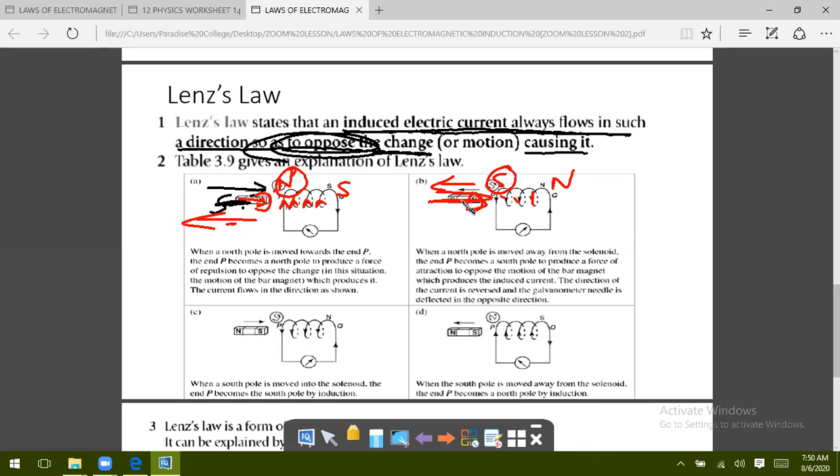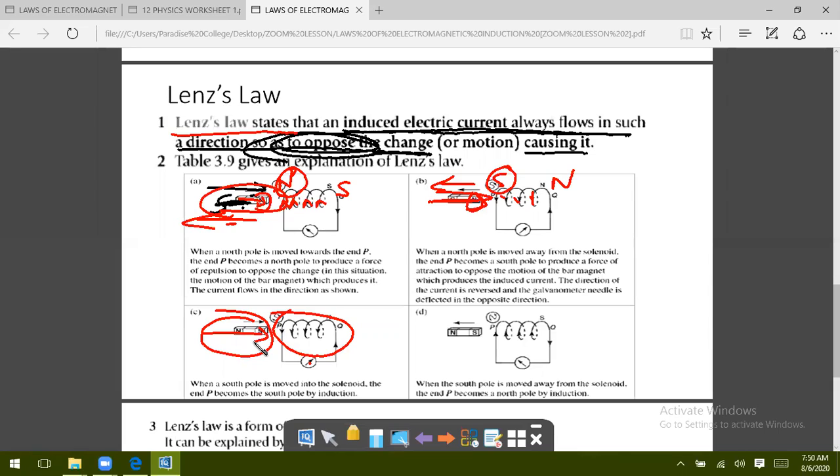The same thing happens down here. The south pole is brought closer to this solenoid. Nothing is connected to any source. It's just a galvanometer here. So what happens is when the south end of the magnet is moved closer, current moves in this direction. Using the right-hand grip rule, we can identify that this is the north pole, this is the south pole. When the south pole is brought closer, they're going to repel. It will push the magnet away.